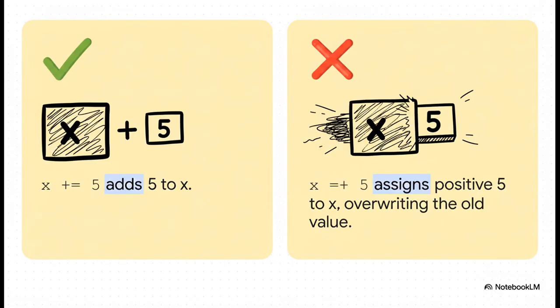And here's why that little typo is so dangerous. x += 5 is our friend. It adds 5 to whatever the current value of x is. But x =+ 5, the compiler reads that as x equals positive 5. It's not adding anything. It's completely wiping out the old value of x and assigning it the value of positive 5. So the key takeaway, the golden rule here is operator first, then the equal sign, always.